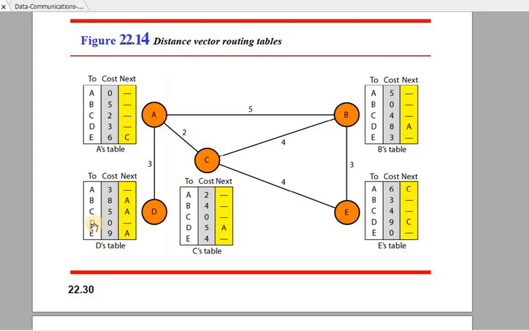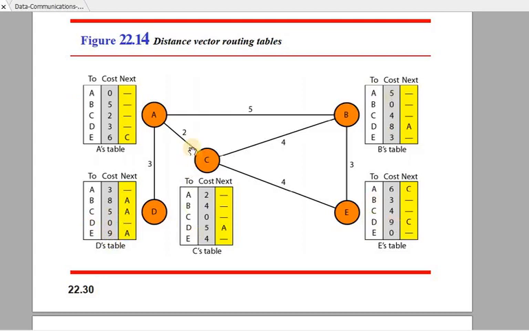To go from D to D, it is going to be 0, so it is simply an inner loop, so there is no next hop. And to go from D to E, we consider 9, because the shortest path goes through A, so the next hop from D is going to be A, and we write A here. Okay, so this is the meaning of the values that we see in a particular routing table. Similarly, all the other values are there.